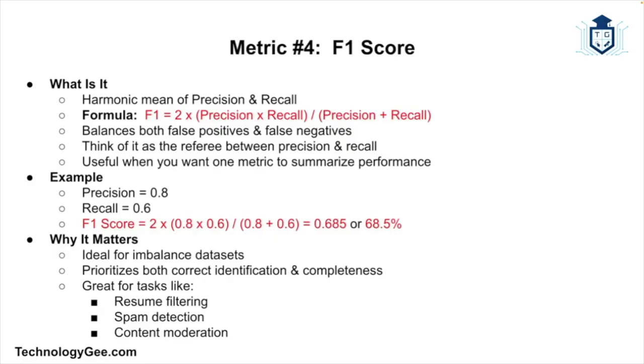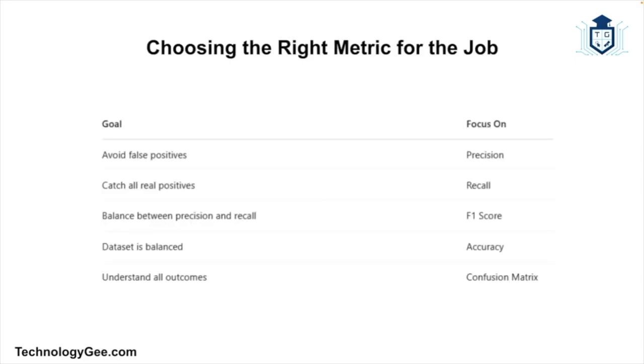So exactly why does this matter? Well, the F1 score, this is a great all-around metric when your data is imbalanced and you care about precision and recall, and you need a single number to compare models. So if you're building something like a resume filter or a content moderation system, the F1 score helps you tune that balance. And right here on your screen is a quick cheat sheet explaining each metric and the different purposes that they serve. So if you find yourself in the business of building AI models, you want to pick the best one depending upon the type of problem that you're trying to solve.